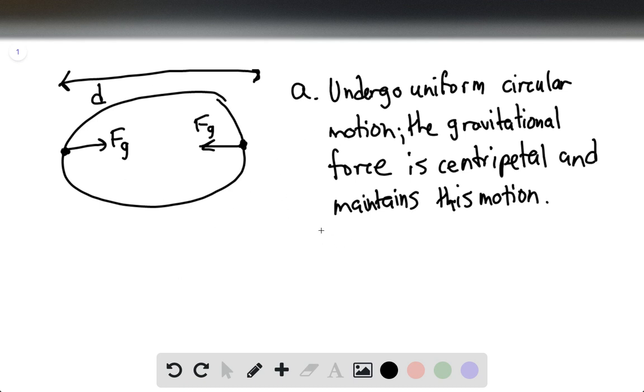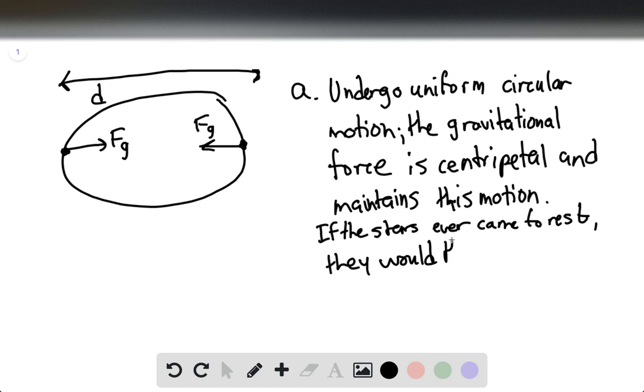So if the stars ever came to rest, they would then crash into each other. And so that would be your answer for part A.